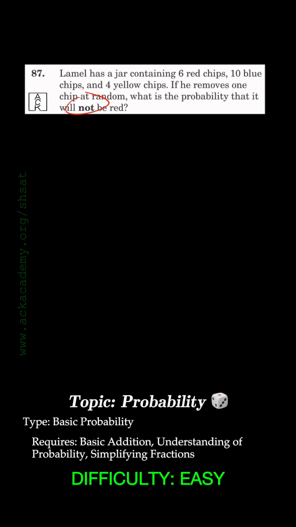Let's find the total amount of chips first. So 6 red chips, 10 blue, and 4 yellow. So that would be 20 total.